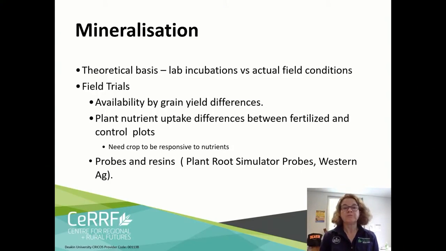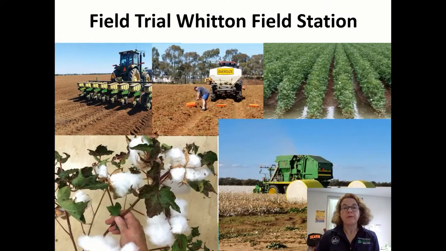We can also use probes and cation exchange resins, which are put into the soil over the season and take up plant available nutrients. And we've been doing some of this work with plant root simulator probes provided by Western Ag in Canada, and isotope labelled urea, which is the work of Dr. Jackie Webb. But I'm not going to talk about that today, but I am going to talk about a field trial which we've had running at the Witten Field Station, which is about 30 kilometres south of Griffith. It's at commercial scale, with all the operations being carried out by farmers.